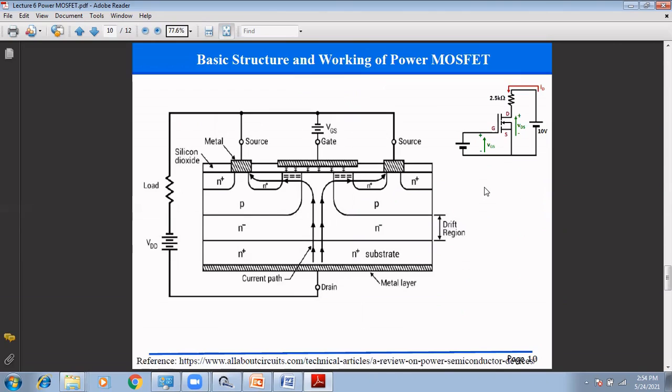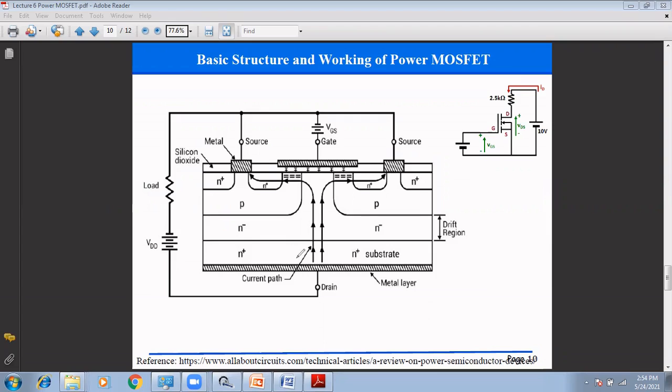So the first modification is that we adopt the vertical structure of this MOSFET. Because of that, it is able to handle a large current, because as the area increases, the current capacity of this MOSFET also increases. And the second is that by introducing the drift region, the MOSFET is able to handle more voltage, or large voltage. And how is this structure constructed?